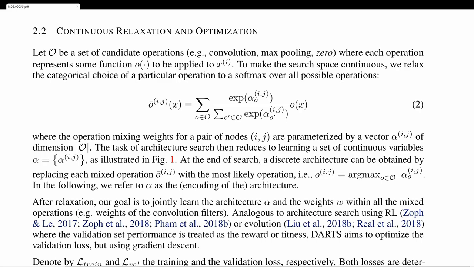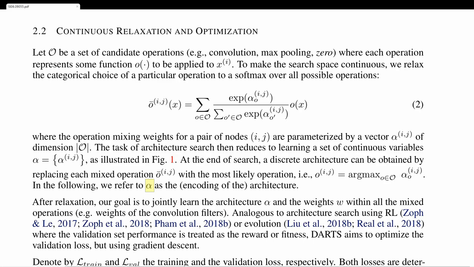Illustrated in figure one. At the end of the search, a discrete architecture can be obtained by replacing each mixed operation Oij with the most likely operation. Oij equals argmax, the operation with the highest value in the vector. So we just do the argmax of the vector, and then we just get the architecture from it. In the following, we refer to alpha as the encoding of the architecture. So alpha is the encoding of the architecture. Ij gives us the vector for each pair, and I assume alpha is for all pairs of i and j. Okay.